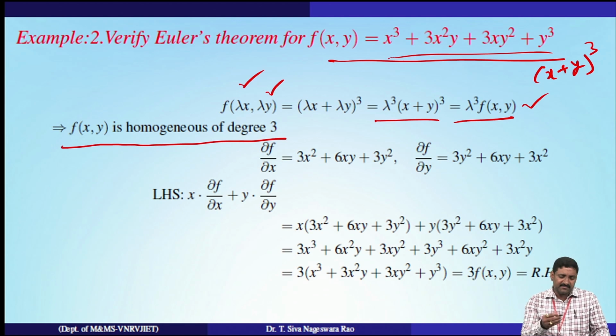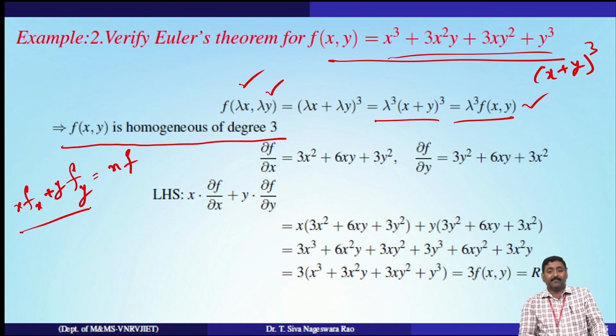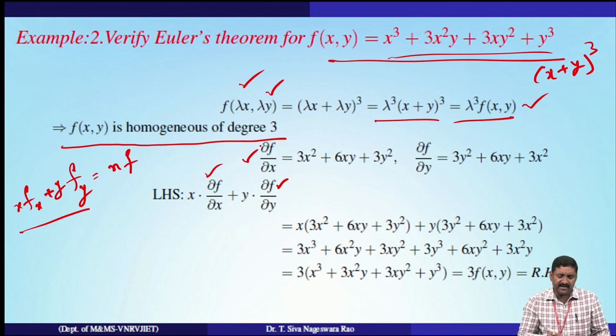Now, here our aim is to show x multiplied with fx plus y multiplied with fy is equal to n multiplied with f. Now consider LHS. Here what are the requirements? Our aim is to find dou f by dou x and dou f by dou y. So, we will calculate dou f by dou x.